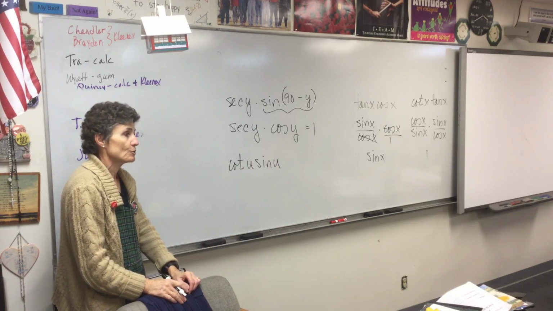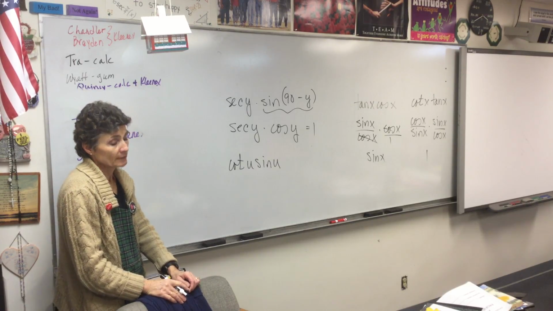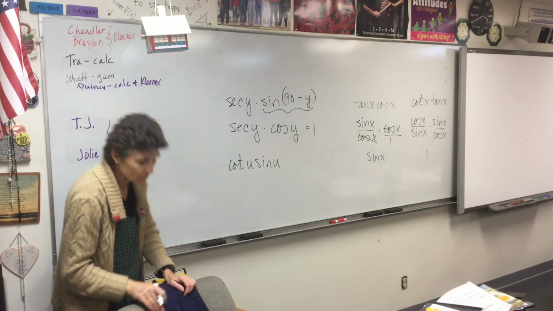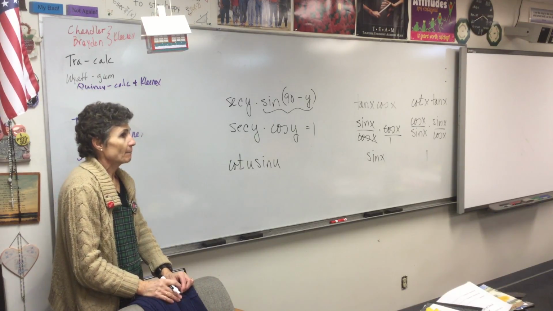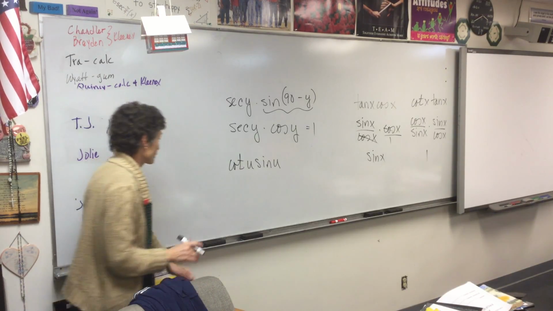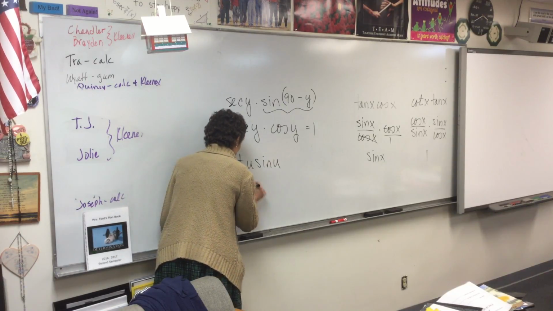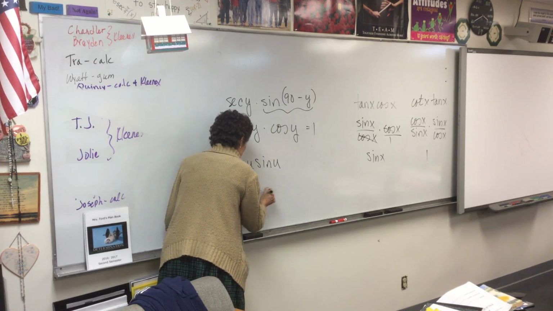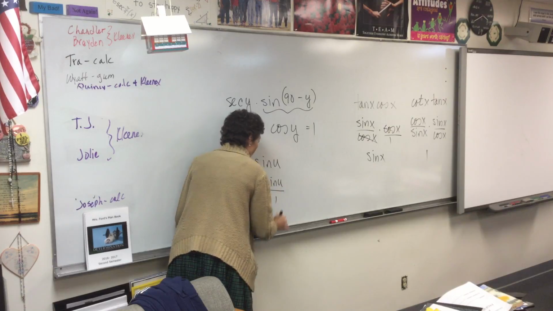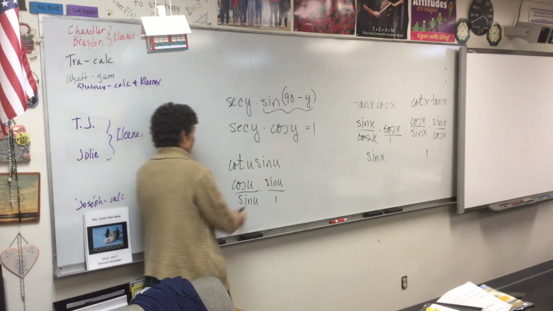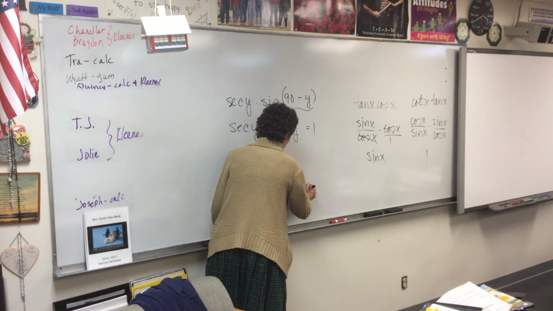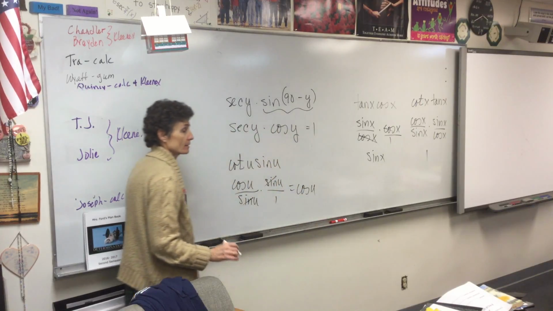Doesn't matter what letter you use, just a variable. I'm using the ones they use in the book, it's u. What do you think about that? It's cosine over sine, and it's times sine over 1. So that's just going to be cosine, as Brenton says, and he is correct.